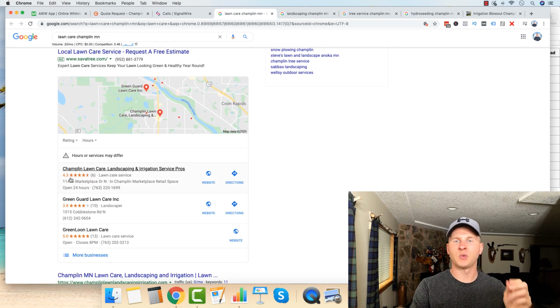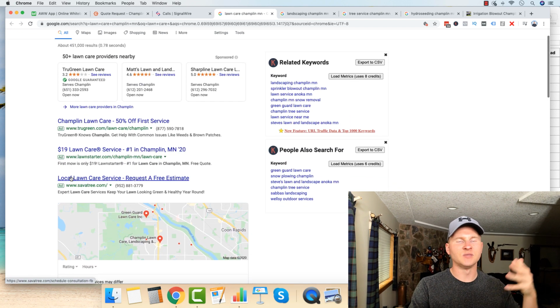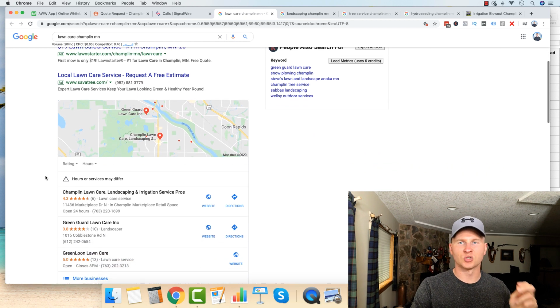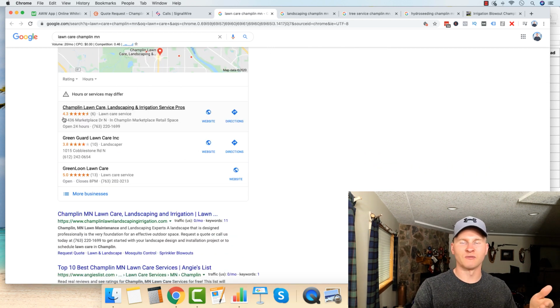And it's extremely powerful, and there's a lot of leverage there because it shows up right here in the top part of the search result. And on mobile, it's even more refined, and it's one of the best ways to get mobile traffic. And this is what generates the vast majority of the phone calls out there.